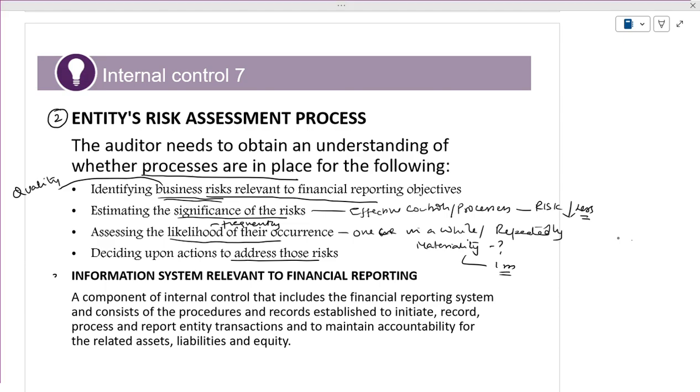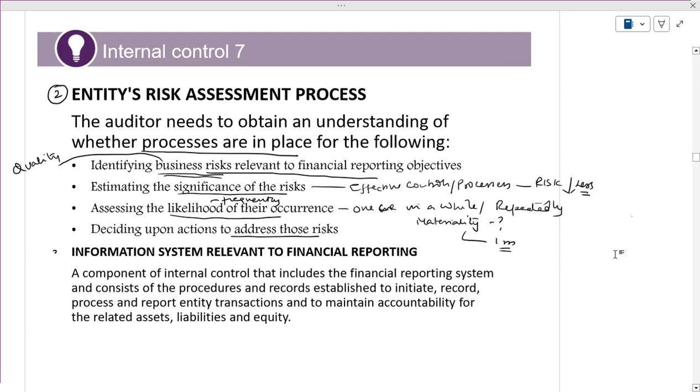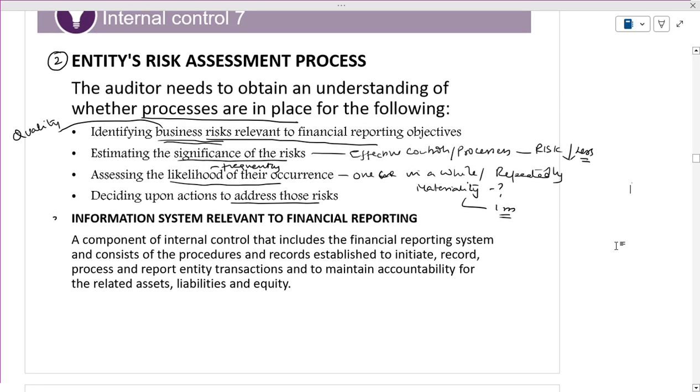Fine. Now, what it says, we are doing internal controls. Audit and assurance, I'm telling, these are the basic fundamentals. We are not making any application. What it says, a component of internal control that includes the financial reporting system. Ultimately we are talking about financial reporting, the end result is your financial statements. It consists of the procedures and records established.